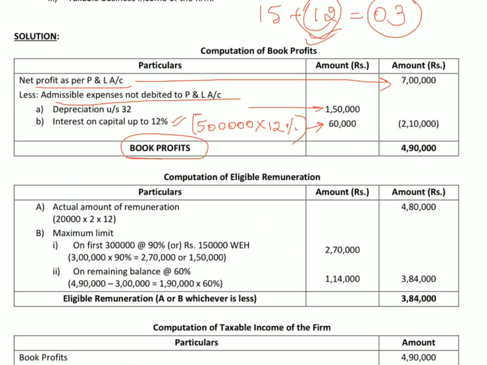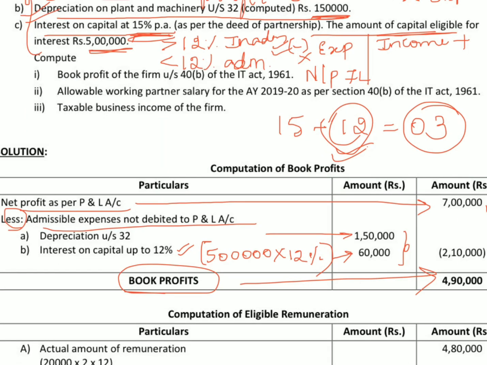So net profit of rupees 7 lakh. Adding these two admissible expenses, the value comes to 2,10,000. We have to deduct the value. 7 lakh minus 2,10,000, the value is 4,90,000. So the book profit is 4,90,000. We have calculated the first point that they had asked us, book profit. Now we have to calculate the allowable working partner salary.